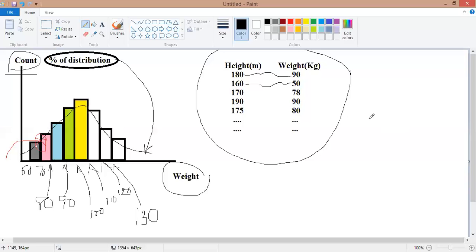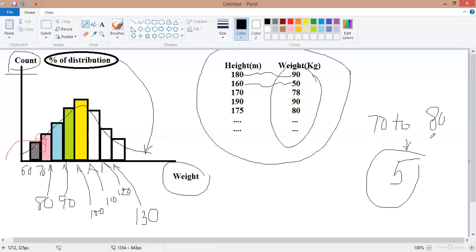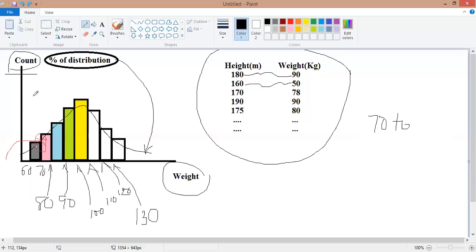When I want to write, say, within 70 to 80, some values may be found, from a large data set. We will get, say, 5 values or 4 values there. Then you need to put it over here. Actually, you want to count the number of values that may be found within this column. This is the value found within this region. That is the count.